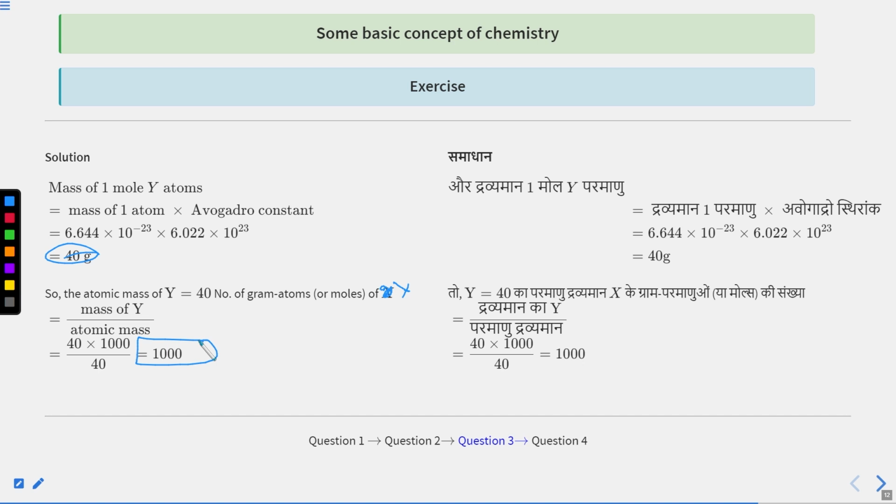I am repeating the question. Mass of 1 mole of Y atoms. You have calculated the mass of 1 mole of Y atoms. So given mass by molar mass you can write, and in case of atom, how can you calculate the mass of 1 mole of Y atom? Mass of one atom multiplied with Avogadro number. So you will get the mass of 1 mole of Y atom is equal to 40 grams.